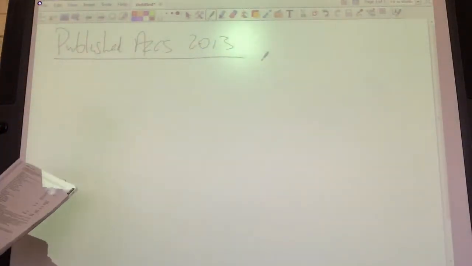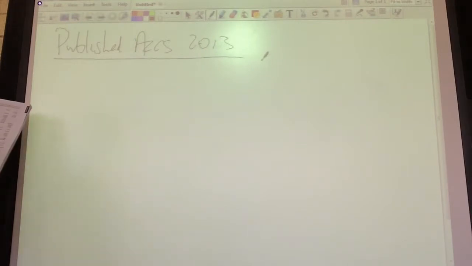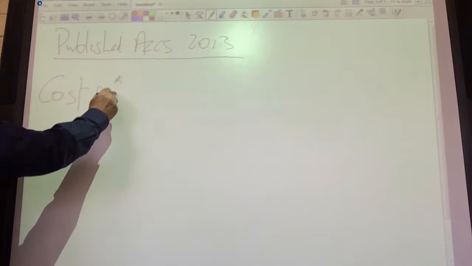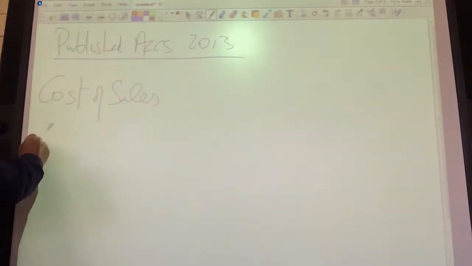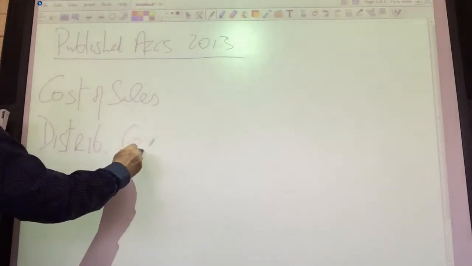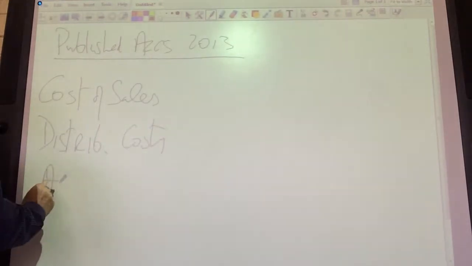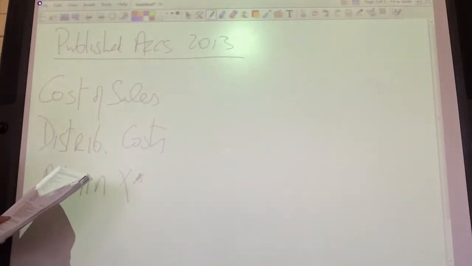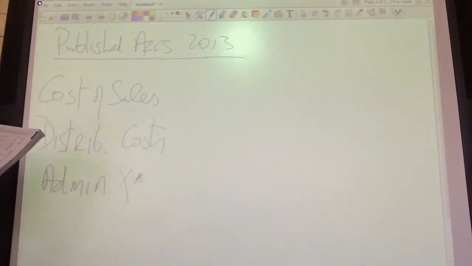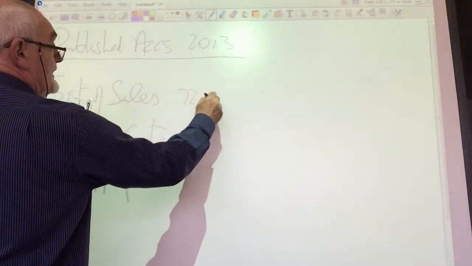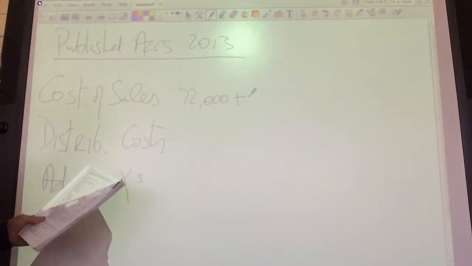Workings here for the final accounts. So we're going to look for cost of sales, our distribution costs, and we'll have admin expenses. So we have to find our cost of sales, and our typical first cost of sale will be our opening stock, 72,000. No need for words here, just the figures.